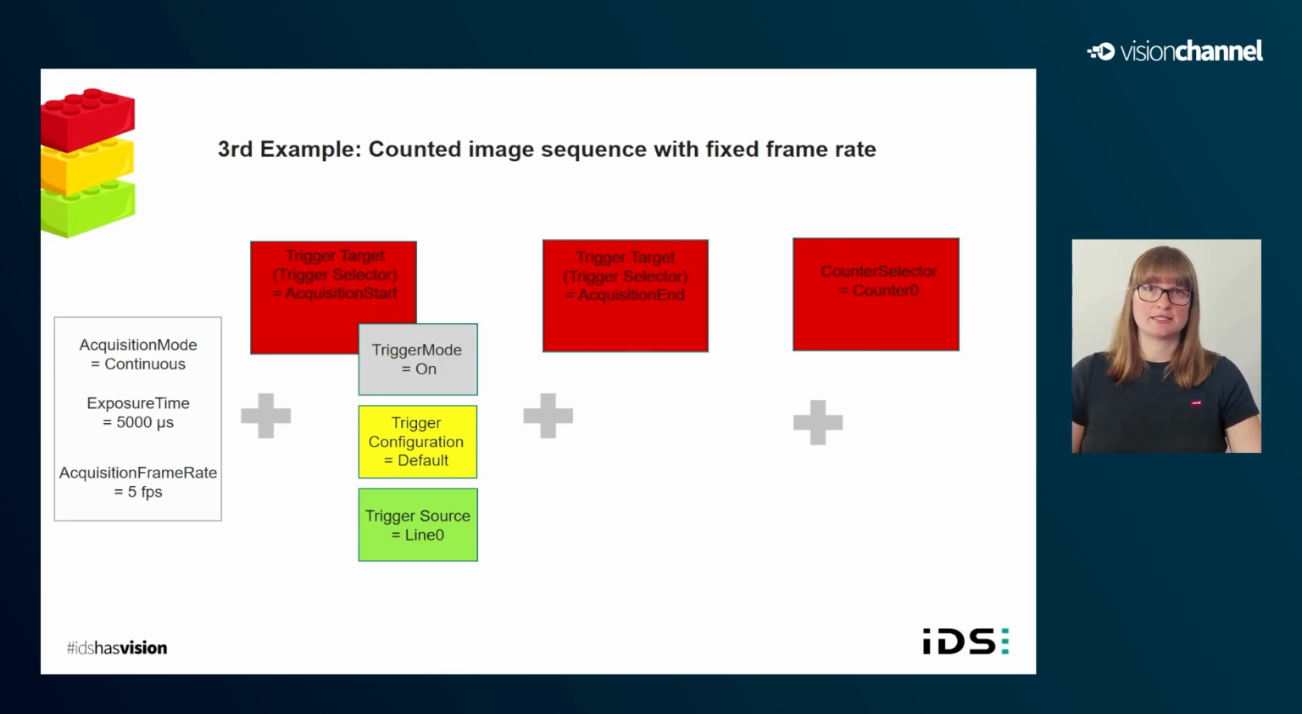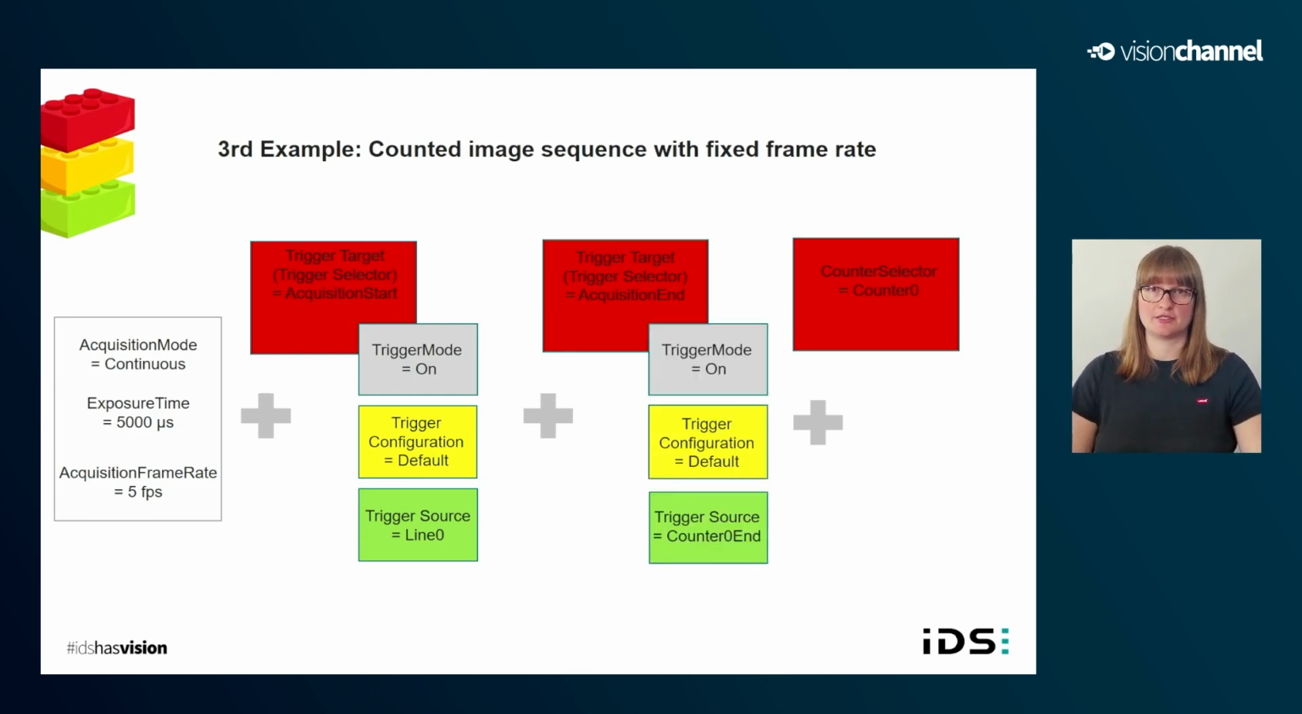The second target is the end of the acquisition. We want to end the acquisition when a defined number of images is reached. Therefore, we choose the counter 0 end as a trigger source. The counter 0 will end when it reaches the specified number of images.